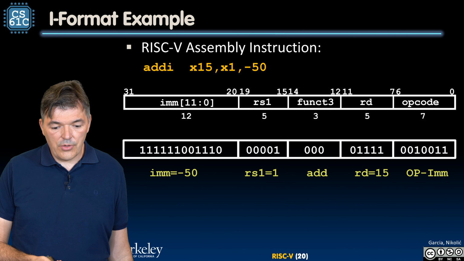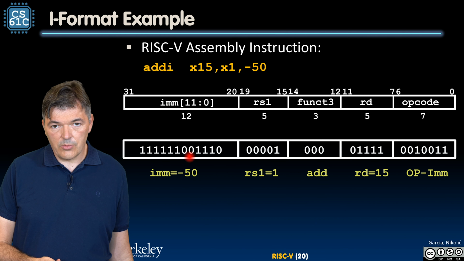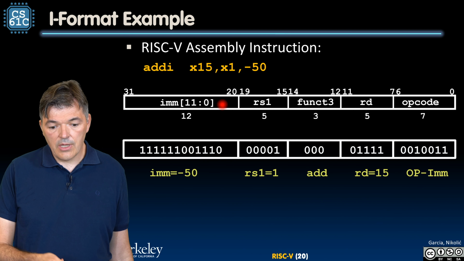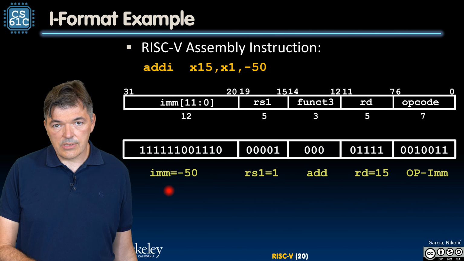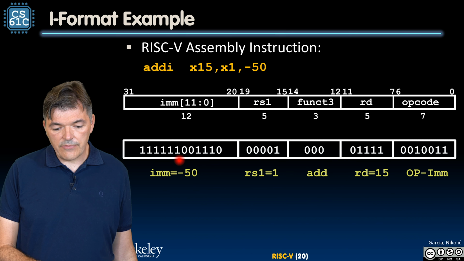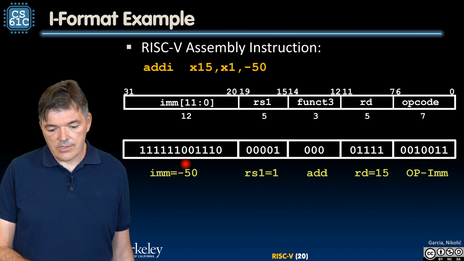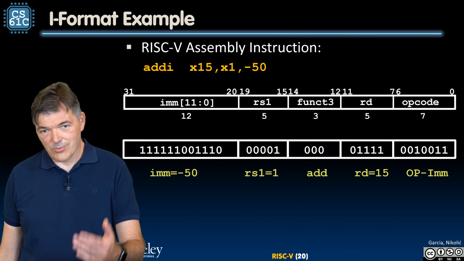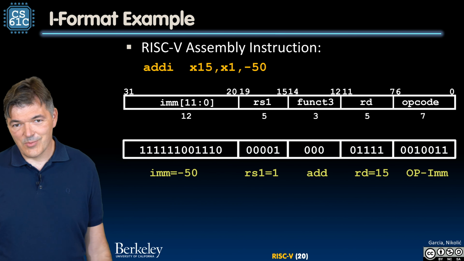Finally, we need to encode the immediate value in the top 12 bits. So here immediate is minus 50, so we need to write the 2's complement value of minus 50 in the top 12 bits, which you can verify is true. This one has a value 32, 16 plus 1, 49 plus 1. To get it inverted is minus 50.